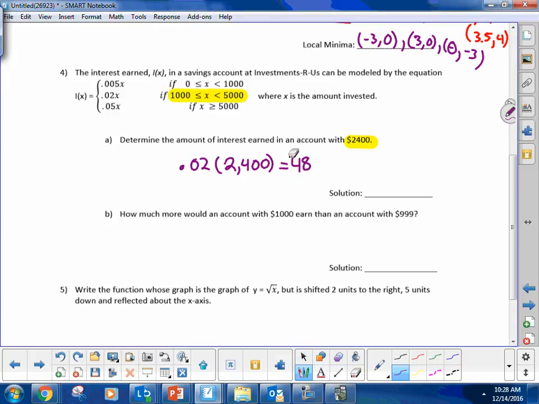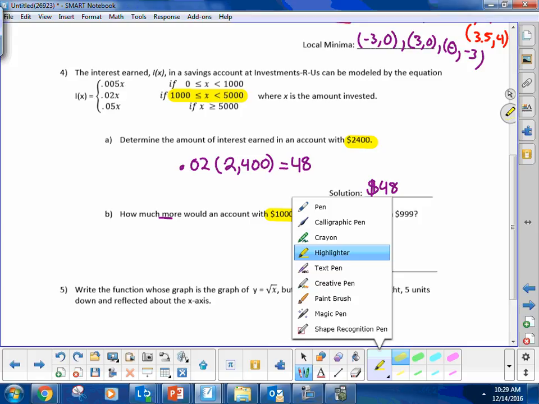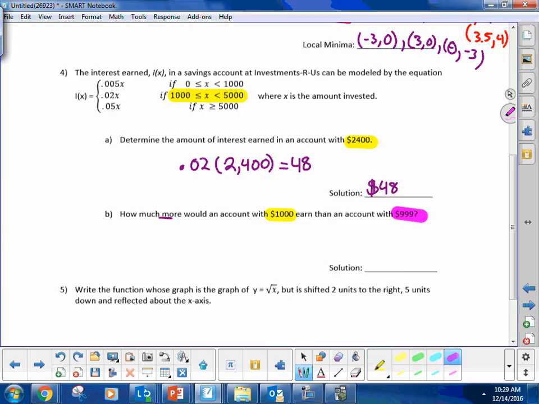So this is the amount, $48 is the amount of interest earned. Now it says how much more would an account with $1,000 earn than an account with $9.99? They're asking how much more, so it's somewhat of a word problem. A thousand fits with the yellow one, so the yellow goes with the yellow equation. The 9.99 actually refers to the other equation right over here.